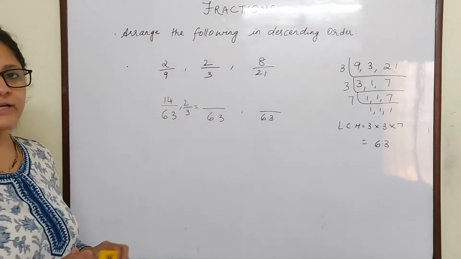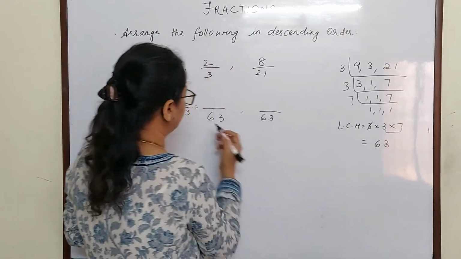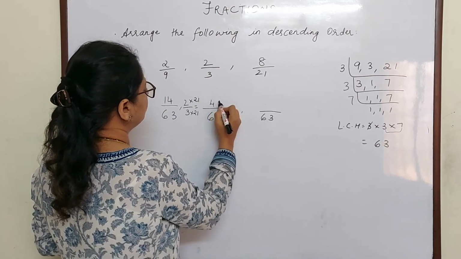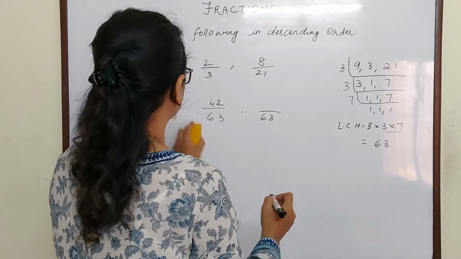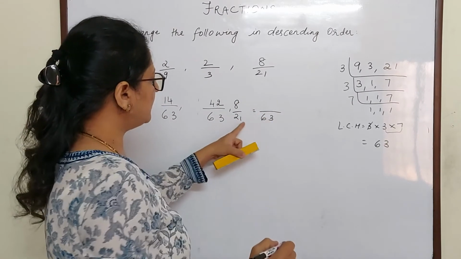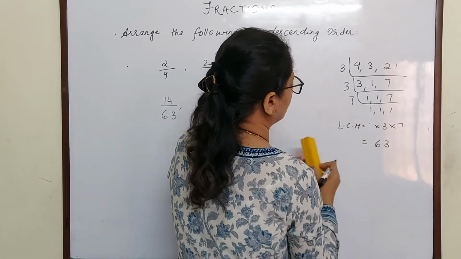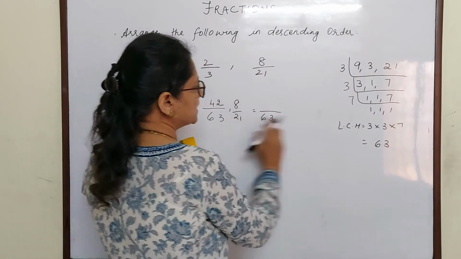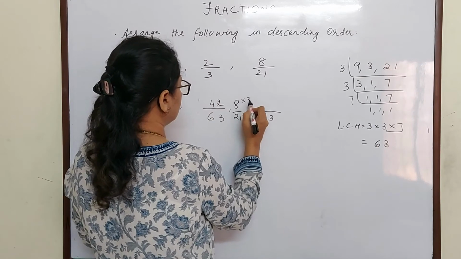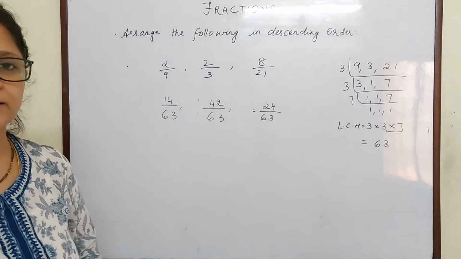Now 3 into what will give you 63? Suppose 3 is already here. So 7 3s are 21. So 3 into 21 will give you 63. So 2 into 21 will give you 42. Next 8 by 21. So 21 into what is 63, children? So 7 3s are 21 is already here. So 21 into 3 is 63. So 8 into 3 is 24. So you have converted all these numbers, the denominators as 63.